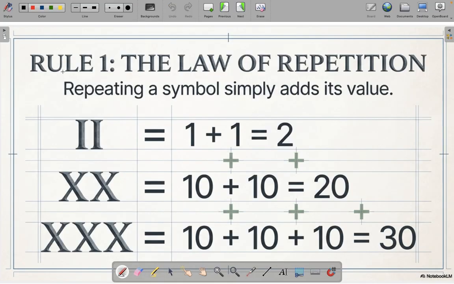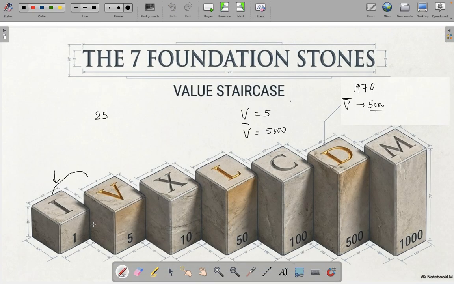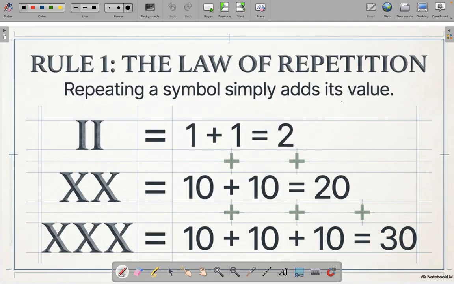As we discussed, there are certain rules that have to be followed. The first rule is, when you want to repeat, say if you want to write 2, you cannot use just any of the letters here. Sir, we will write II, because I is 1 plus 1, which is 2.